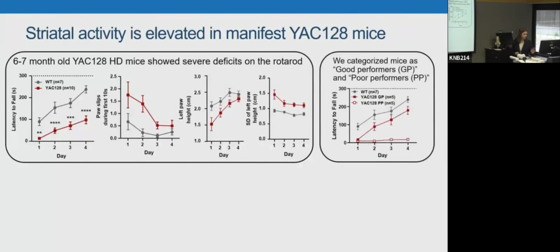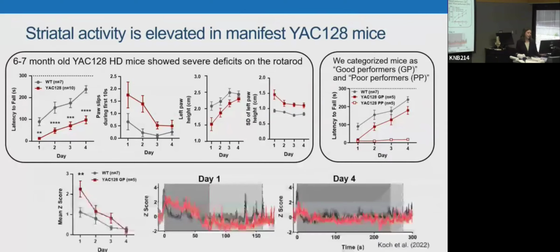So these were so bad at the rotor rod that we actually separated them into 2 groups. I noticed that about half, actually exactly half, of the YAC128 mice were so bad at the rotor rod they didn't learn it at all, and they would fall off within a couple of seconds. No matter how hard I tried, I couldn't get them to learn the task. So I ended up separating them into poor performers and good performers. Even the good performers still show a deficit in their latency to fall compared to wild type. But I separated them this way because if they're falling off within a couple seconds, I can't really look at neural activity associated with the task when they're not performing the task.